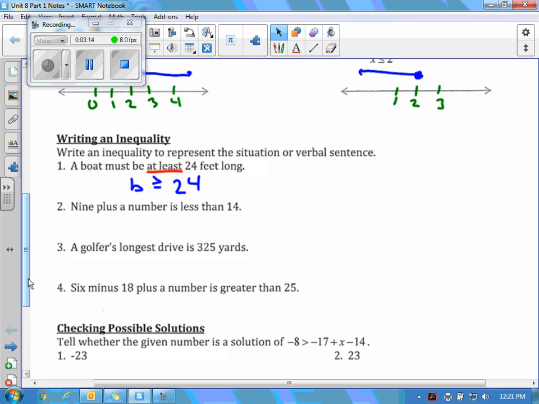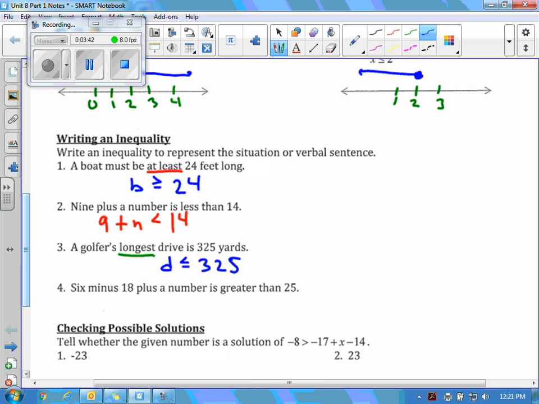For number 2, it says 9 plus a number is less than 14. That's pretty straightforward. 9 plus a number is less than 14. For number 3, it says a golfer's longest drive is 325. So the keyword there is longest. It can't be any greater than 325. So I'm going to say that its drive is less than or equal to 325. I put the equal to part because it could be 325, but it can be less than 325.